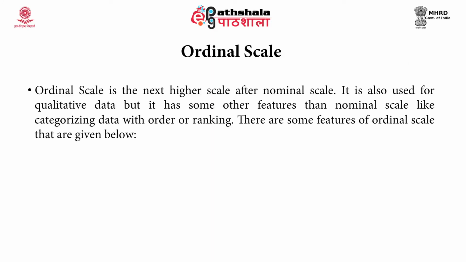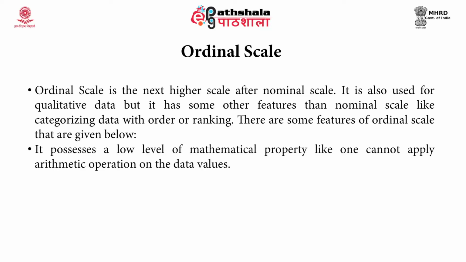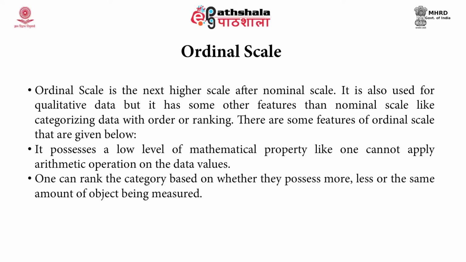Ordinal scale. Ordinal scale is the next higher scale after nominal scale. It is also used for qualitative data, but it has some other features than nominal scale, like categorizing data with ranking. There are some features of ordinal scale that are given below. It possesses a low level of mathematical property, like one cannot apply arithmetic operation on the data values. One can rank the categories based on whether they possess more, less or the same amount of the object being measured.